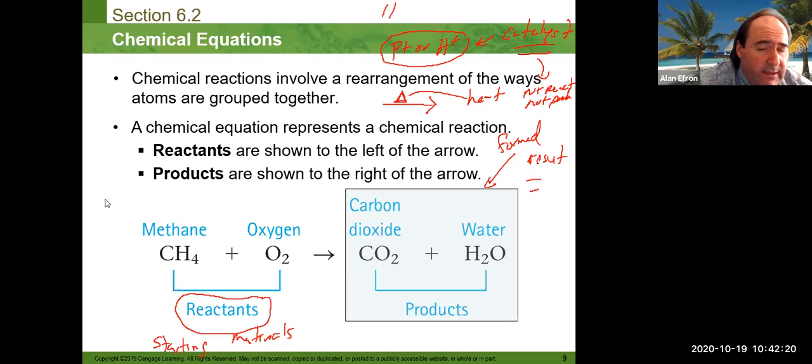Sometimes as well, you even see water written on top of the arrow. And when you see water written on top of the arrow, usually that means that we're dissolving something in water.